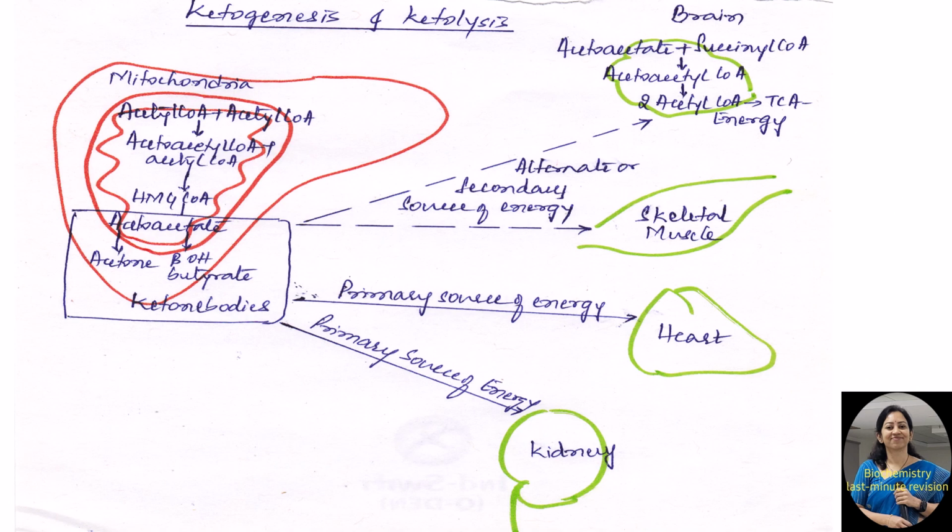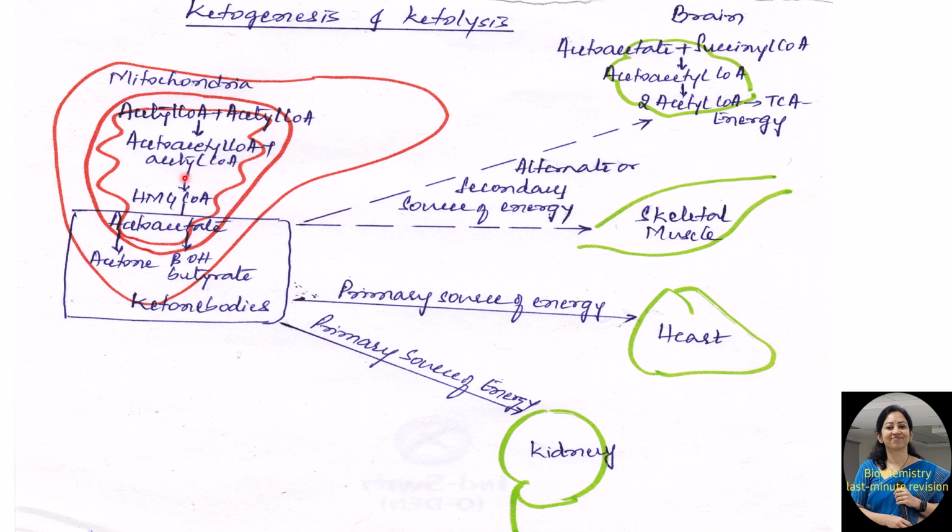Okay, just to summarize this ketogenesis and ketolysis using a flow chart. Now this ketogenesis is mainly taking place in the mitochondria of the hepatocytes. So as you already know, two molecules of acetyl-CoA condense to form acetoacetyl-CoA.